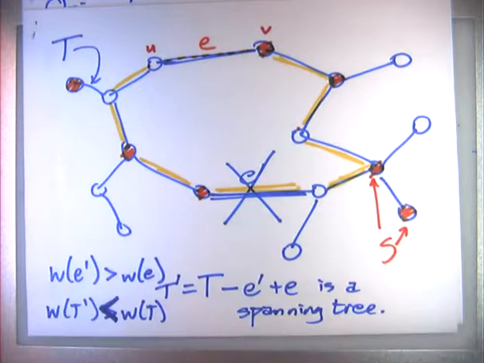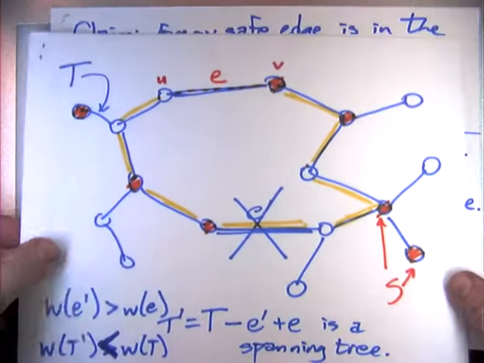Right? By doing this exchange, I've replaced a heavier edge with a lighter edge, and so I've ended up with a lighter tree. So what I can conclude from this is T is not the minimum spanning tree. Okay? Yes?